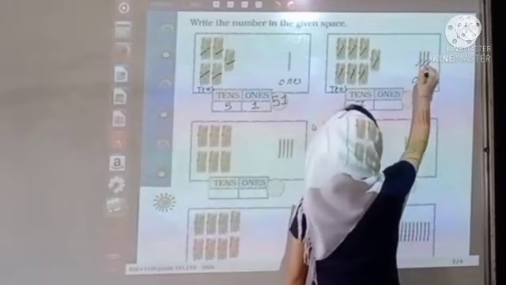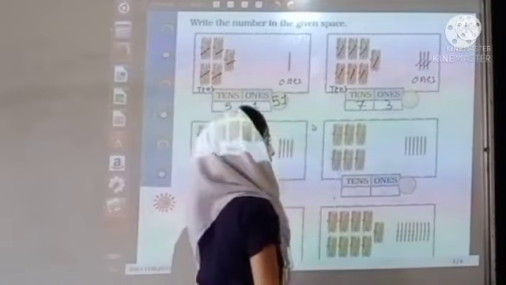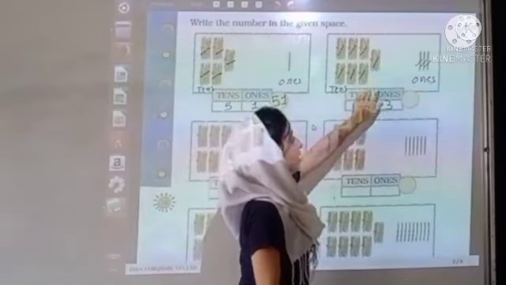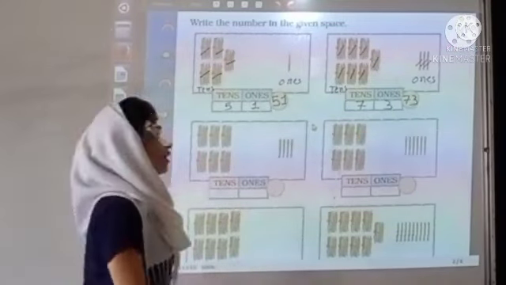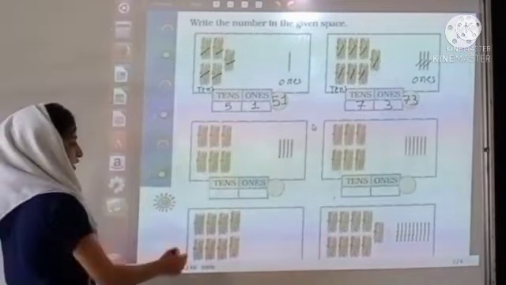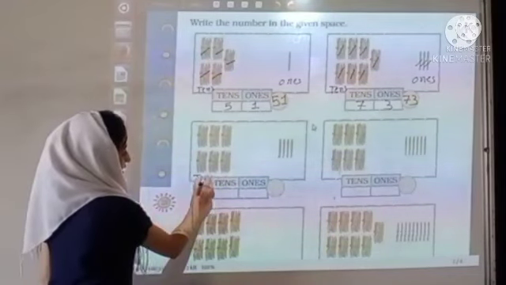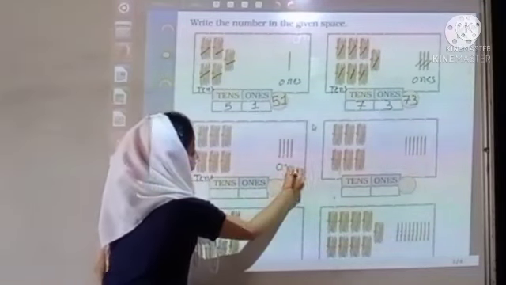1, 2, 3. So 1 is placed there, 3. So 7 tens, 3 ones means number 73. Yes or no, students? Okay. After that, here again this one tens and this one ones.